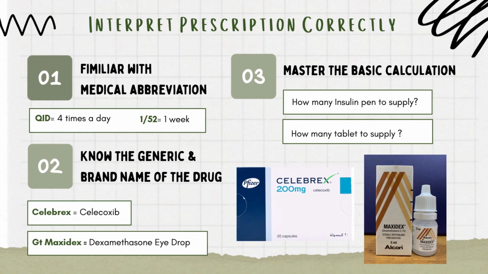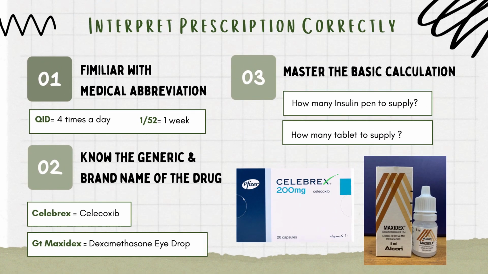First and foremost, we must interpret the prescription correctly. In order to interpret the prescription correctly and quickly, we must be familiar with the abbreviations used in the medical field. For example here, the frequency is 4 times a day, written as QID, and the duration is 1 week, written as 1/52.